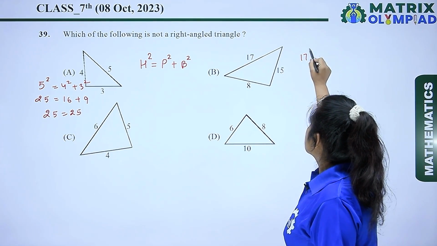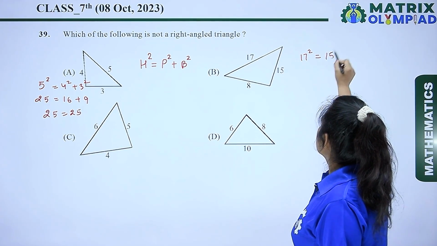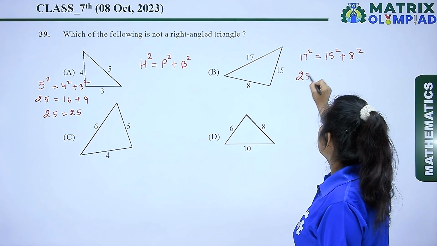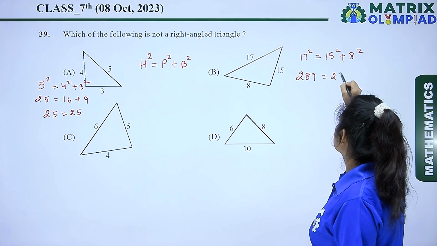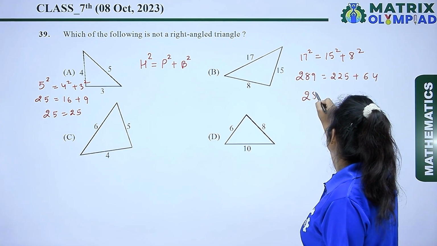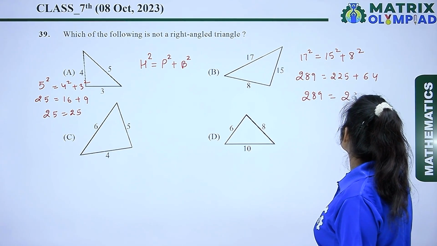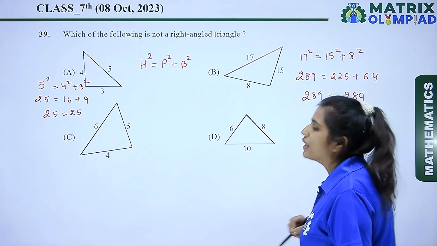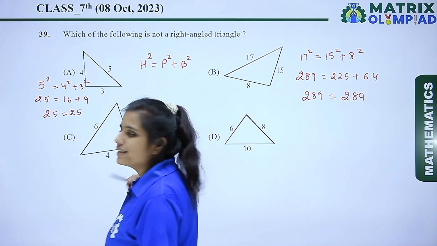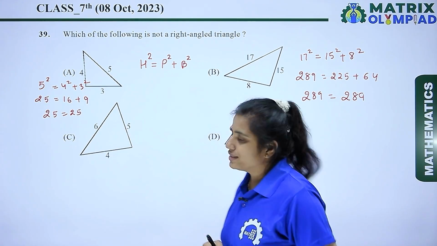यहां देखते हैं 17 स्क्वायर इज इक्वल टू 15 का स्क्वायर प्लस 8 का स्क्वायर. सो 17 स्क्वायर इज 289, 15 स्क्वायर इज 225 प्लस 64. सो ये भी हमारा, this is also equal. So this is also a right angle triangle. Now let's solve option C.